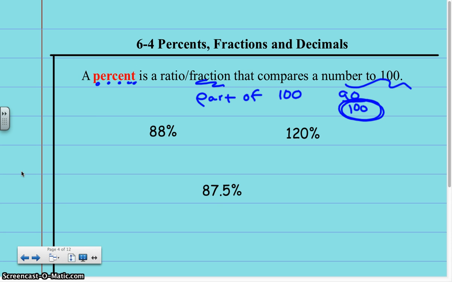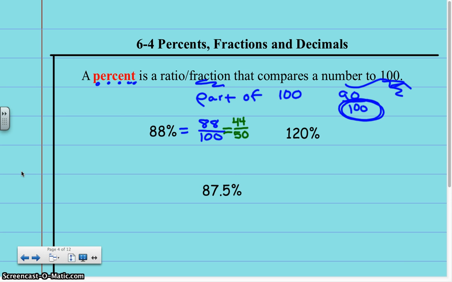So, I want you to convert these percents into a fraction. Now again, a percent compares it to 100. So 88% would be 88 over 100. Now do you think I'm done? No. What do I need to do? Simplify it. I'm not sure what goes into it right away, but I do know they're both even, so I'm just going to halve them both. So that turns into 44 over 50.